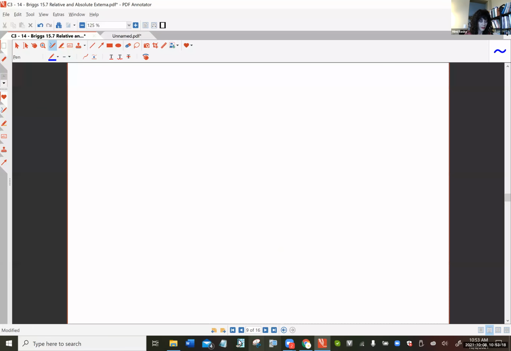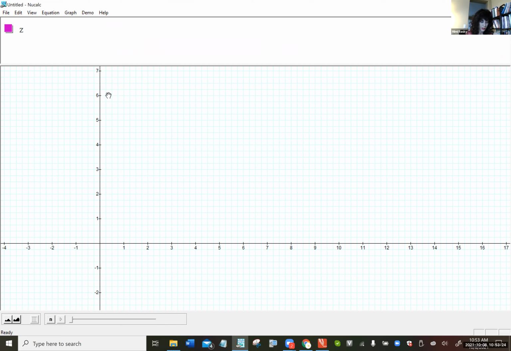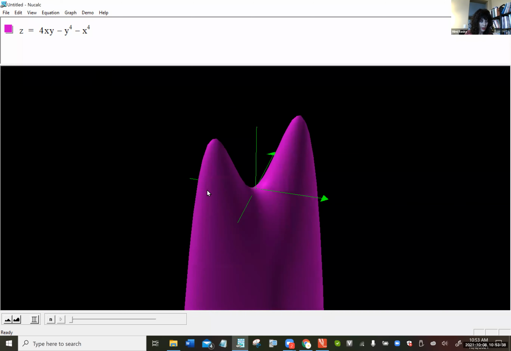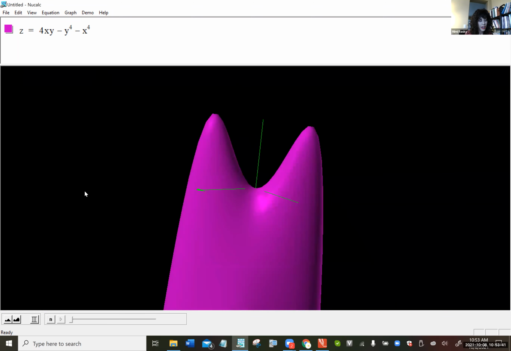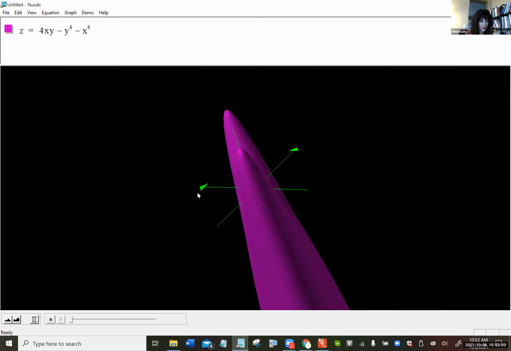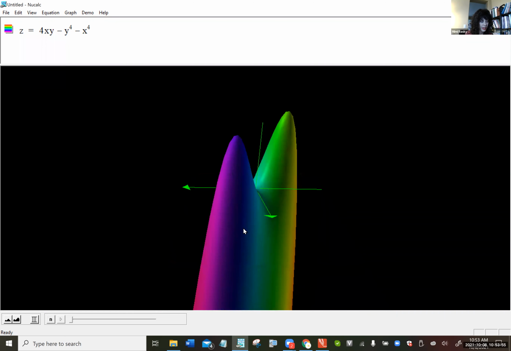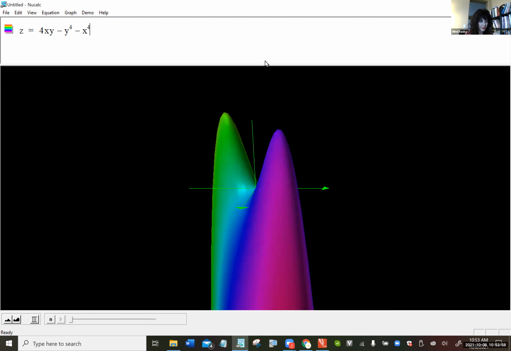But before we do, let's have a little fun. I want to see what the equation we just finished looked like, the one that was 4xy minus y to the fourth minus x to the fourth. Let's see what it looked like. Whoa, that's great. So I hope you can see that it has 2 maximums and the saddle point located right there at the origin. That looks like a saddle there. Pretty cool looking surface, huh? Exciting. Rainbow, yay. Fun.